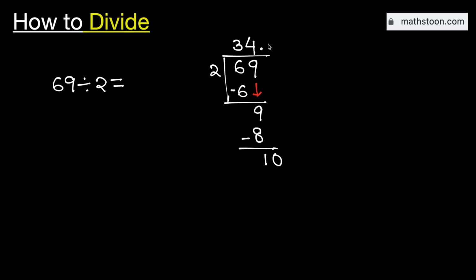And we know that 2 times 5 is equal to 10. Subtract, we get a 0. As we have got the number 0 and we have no number to bring down here, so we will stop. Therefore 69 divided by 2 is equal to 34.5, and this is our final answer.